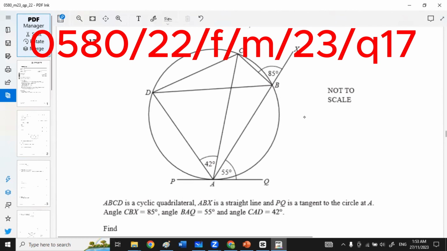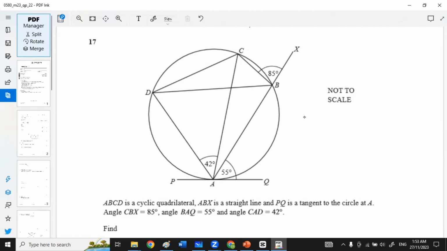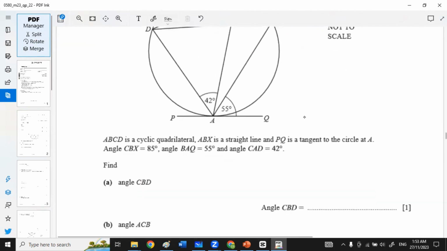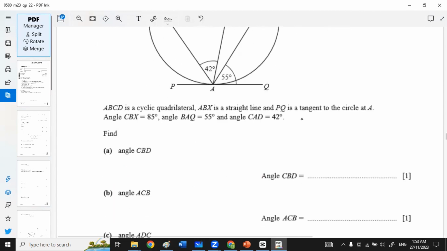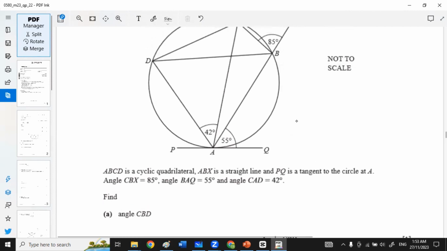Number 17. A circle. Okay, this is a circle theorem question, so you need to know the properties of circle theorems. ABCD is a cyclic quadrilateral, ABX is a straight line, PQ is a tangent. Angles 85 and 55. Find CBD.